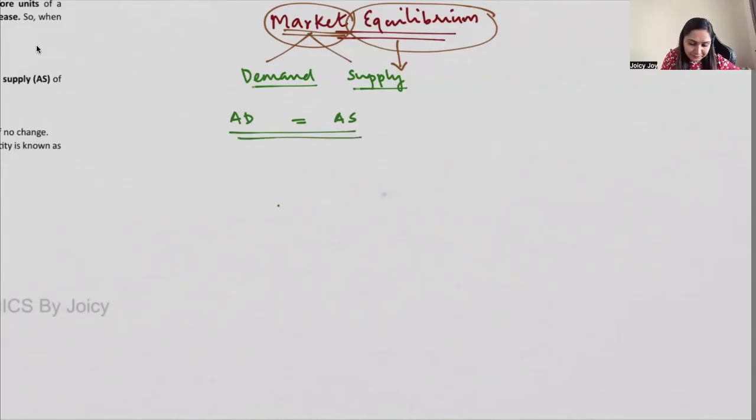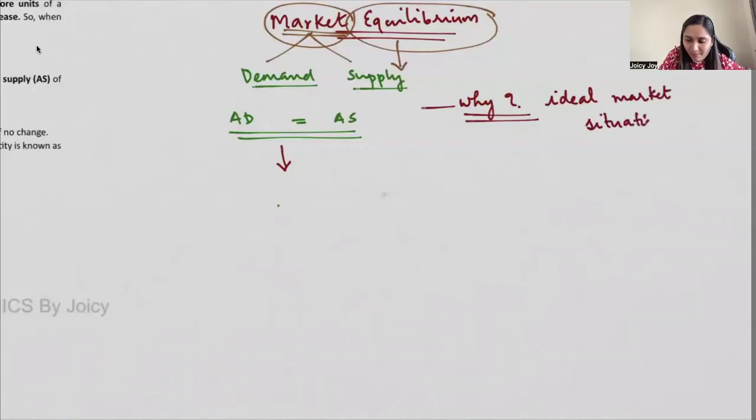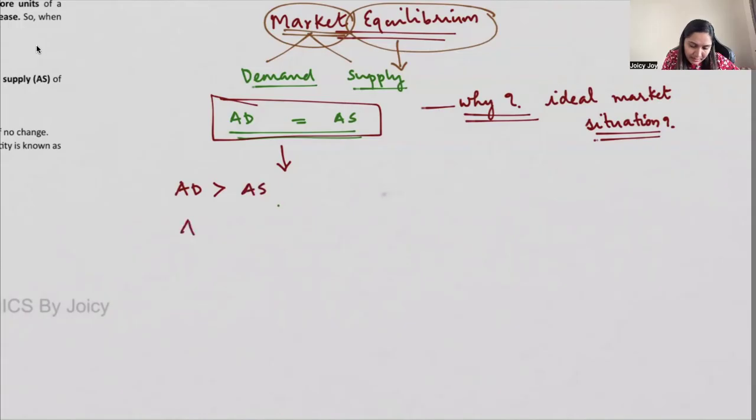Now let me explain why market equilibrium is considered an ideal market situation. You need to understand why market equilibrium is an ideal market situation. To understand this, let us take the other two cases. What did I say about market equilibrium? I said that it is a situation where the aggregate demand in the market is equal to aggregate supply. Now, what would be the other two situations? One is where aggregate demand would be higher than aggregate supply. Another one is where the aggregate supply would be higher than aggregate demand. These are the two situations apart from the equilibrium situation.